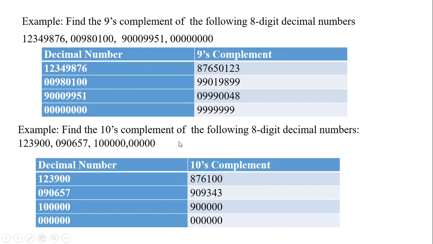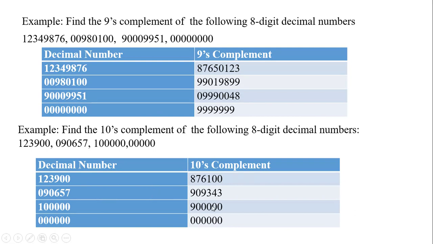Find 10's complement of the following 6 numbers. These are 6-digit numbers. So find the 9's complement and add 1 to the 9's complement. So we get this number. Or subtract the first non-zero digit from 10 and the remaining digits from 9 to compute tens complement. This is an alternate method. So this is the tens complement of this number.